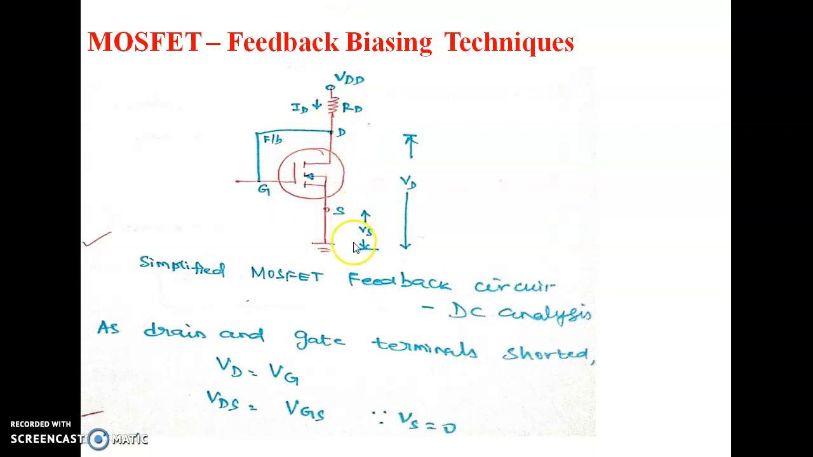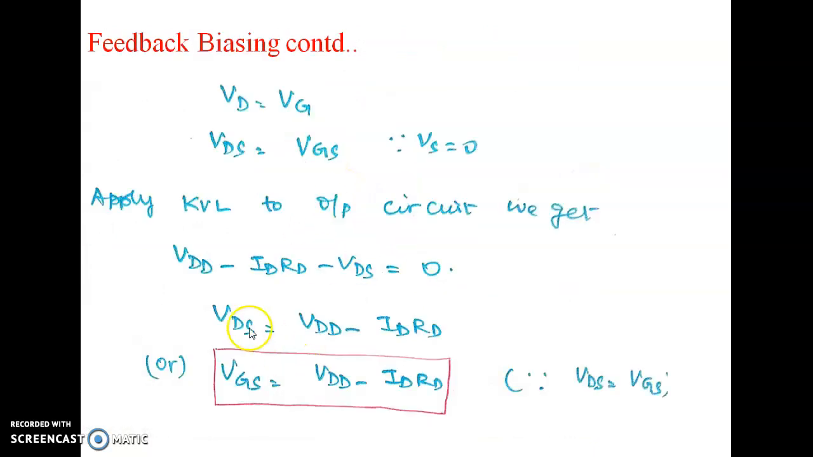Next, apply KVL to this output circuit. The potential rise, that is the applied voltage, equals the drop across RD plus the drop across the drain source terminals, so the sum is equal to 0. So VDD minus IDRD minus VDS equal to 0. Obviously VDS is equal to this equation. Once you find the VDS value, the gate source voltage VGS is equal to VDD minus IDRD, because we already made the assumption VDS equal to VGS. So this is the feedback DC analysis.